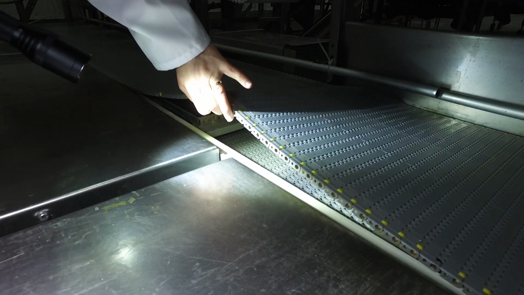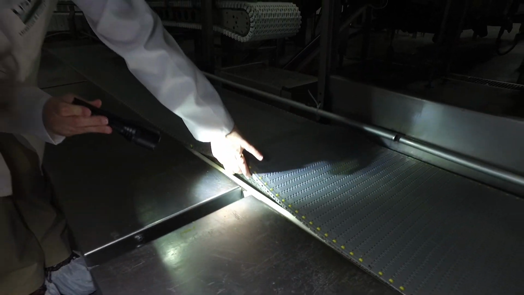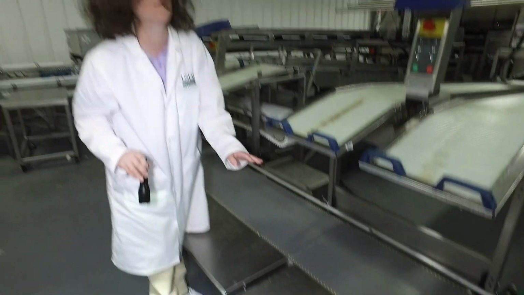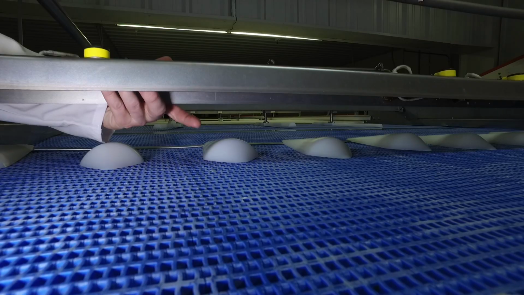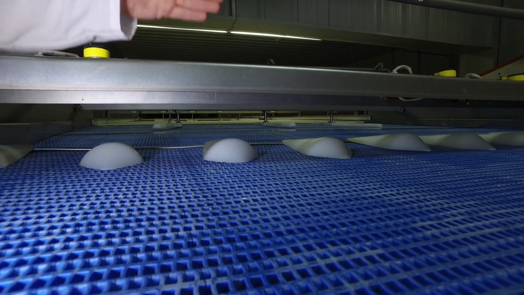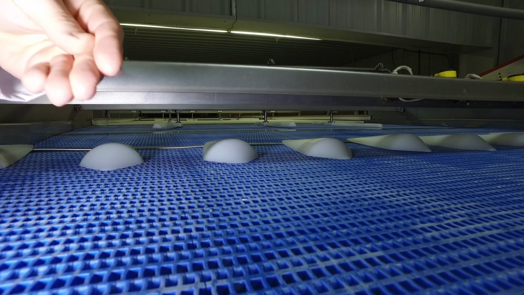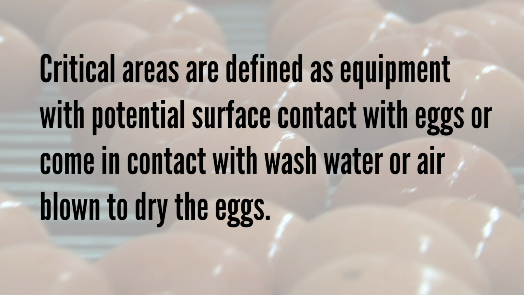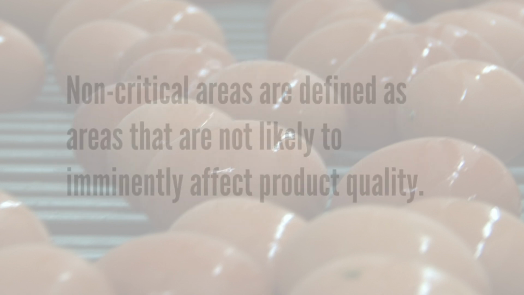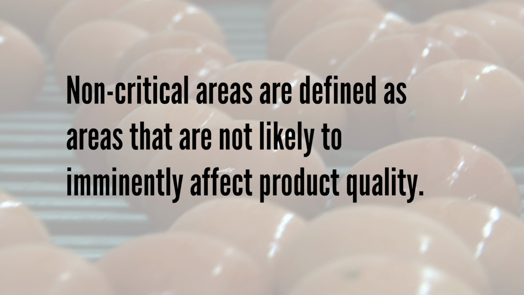So what is organoleptic inspection? Organoleptic inspection assessments include sight, smell, and touch. However, microbial growth will not always be seen, smelled, or felt. Critical areas are defined as equipment with potential surface contact with eggs or come in contact with wash water or air blown to dry the eggs. Non-critical areas are defined as areas that are not likely to imminently affect product quality. Non-critical does not mean it is not important.